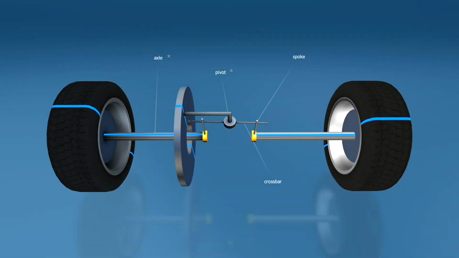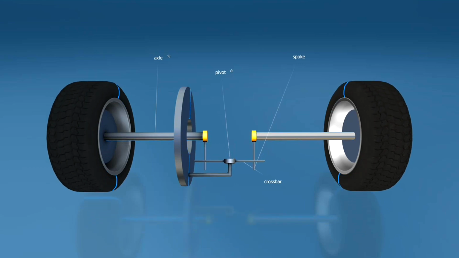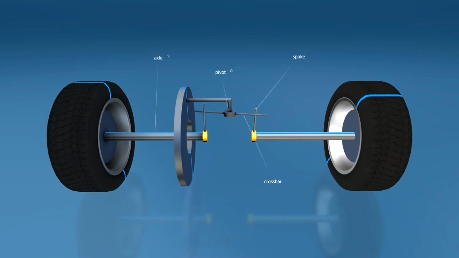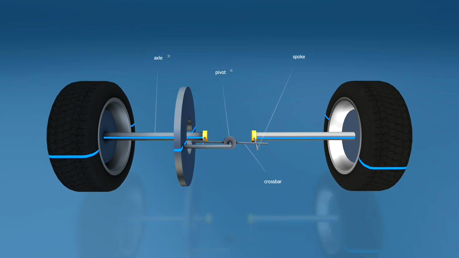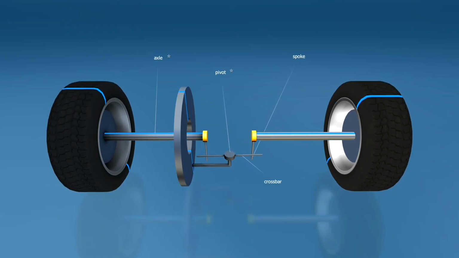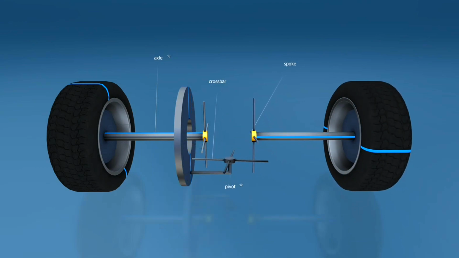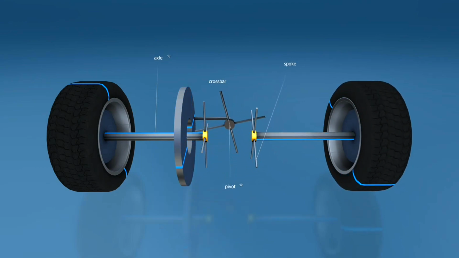When the crossbar is fixed on a pivot, it allows the crossbar to turn in either direction. This allows one wheel to turn even when the other is stationary. But if turned too far, the crossbar will lose contact with the spokes that turn the wheels. We need another crossbar and more spokes to ensure continuous operation.